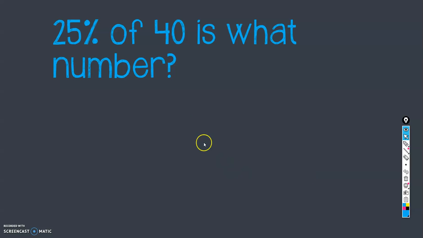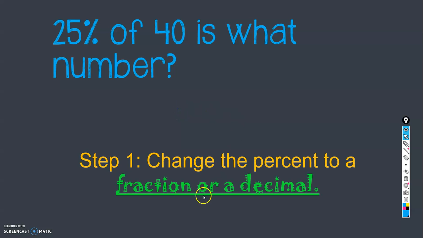So let's keep moving. 25% of 40 is what number? We know how to solve this with a ratio. We're going to go ahead and learn to solve it as an equation. And this means that we're going to need to continue learning to read mathematically. Some of you guys are going to like this a lot better than ratios, and I definitely want to show you both ways. So our first step is to change the percent to a fraction or a decimal.